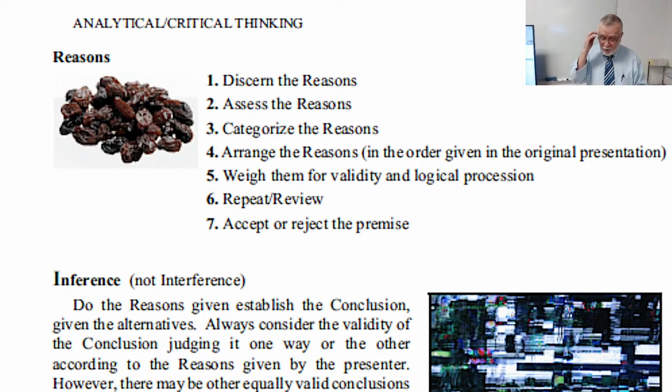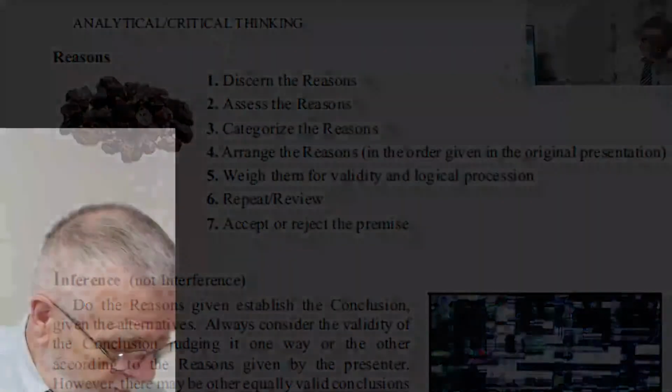Then categorize the reasons. Arrange the reasons in the order given in the original presentation. If that presentation is, here's reason 1, reason 2, reason 3, reason 4, reason 5, put them in that order that the author put them in, and then go through them. Then weigh them for validity and logical procession. If he writes, and I'm going to have to write a little bit on here, on the board. Now I can't do it with that pen.